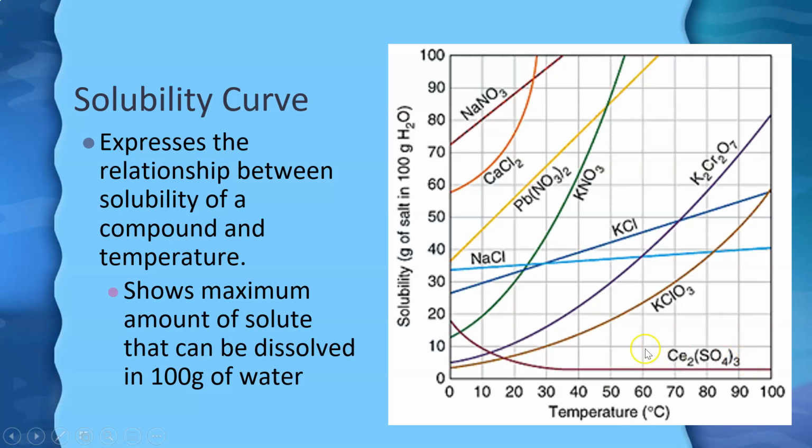That's always important. And the solubility curve is going to express the relationship between the amount, usually in grams, of a compound that can be dissolved in a certain amount of solvent, usually 100 grams of H2O, and it relates that amount to the temperature.